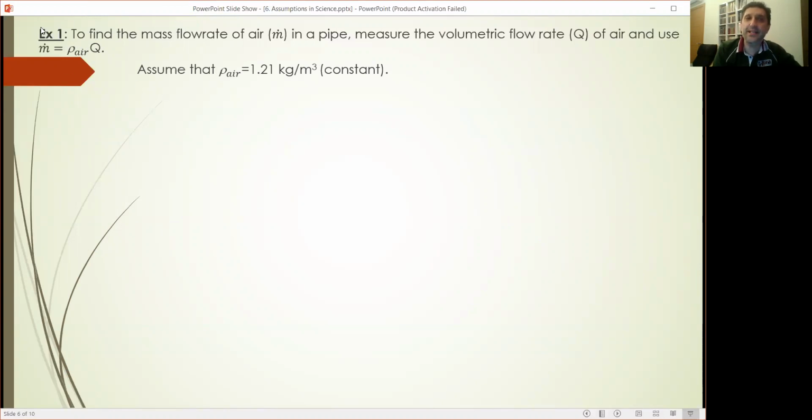Note that this is not an assumption. m dot equals density times volumetric flow rate is either a physical law, or you can take it as just a mathematical expression conversion. You can actually define mass flow rate this way. So I'm not going to go into the philosophical question of which one is physics and which one is mathematics.